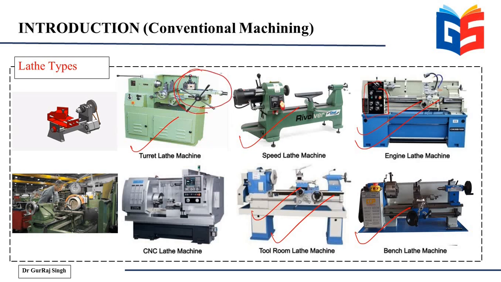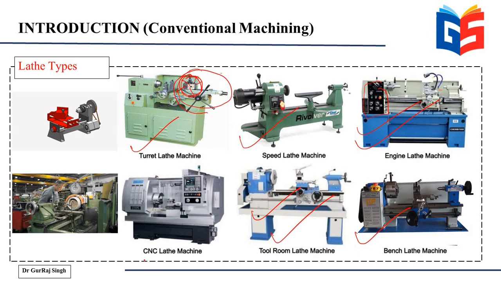Instead, it has a turret fixed at its tail part, and this turret can hold multiple tools. This machine is generally used for mass production, where you need to change the tool regularly after fixed intervals. It is normally used in areas where you need to produce a large number of parts and need very low cycle times.